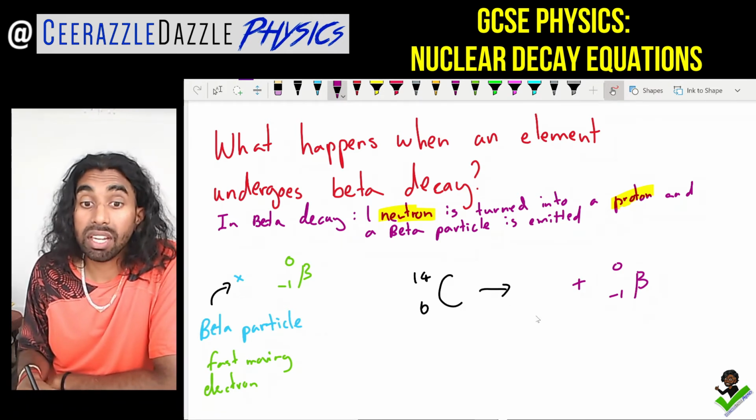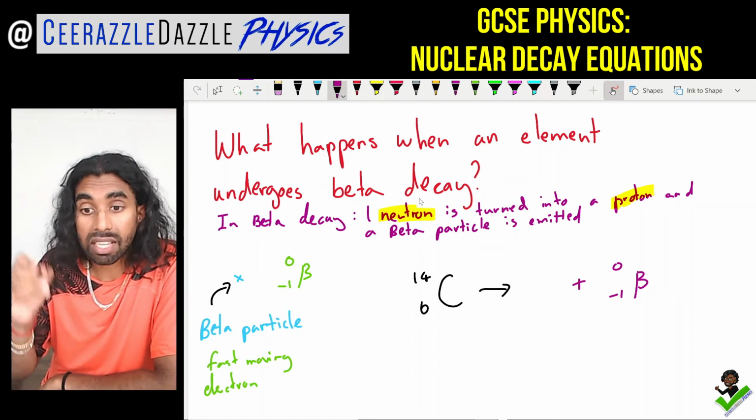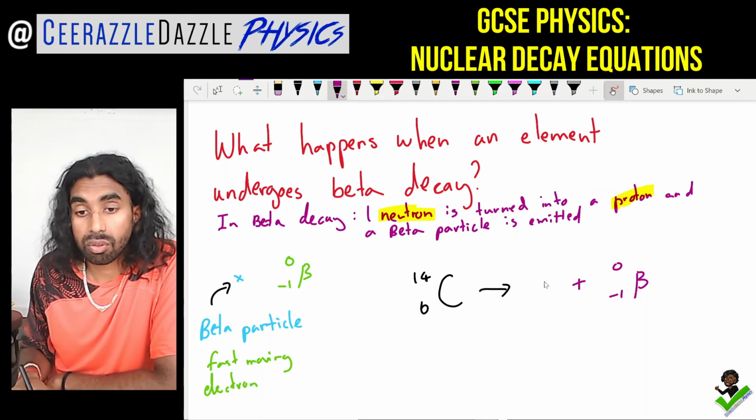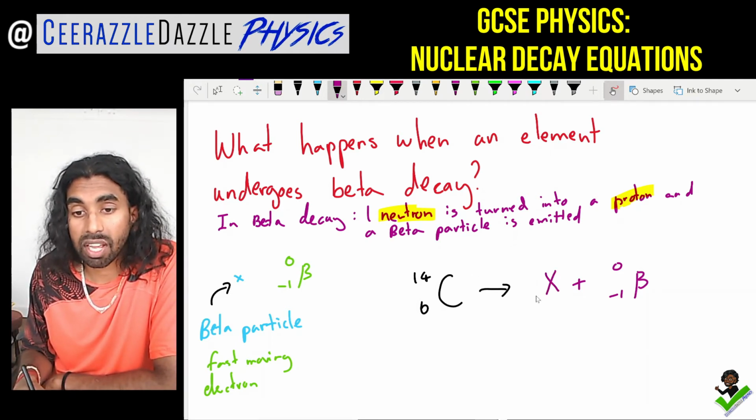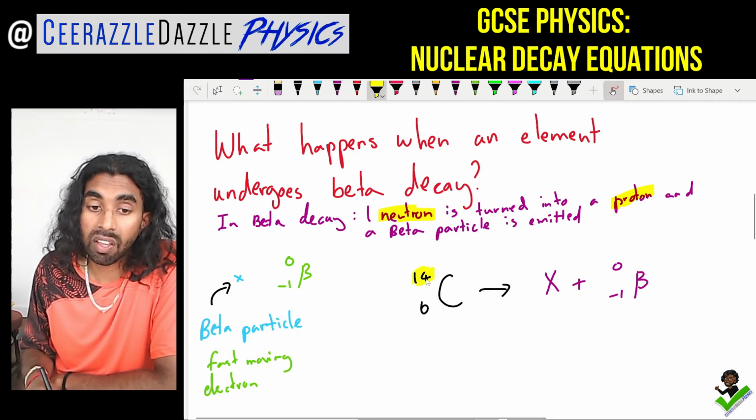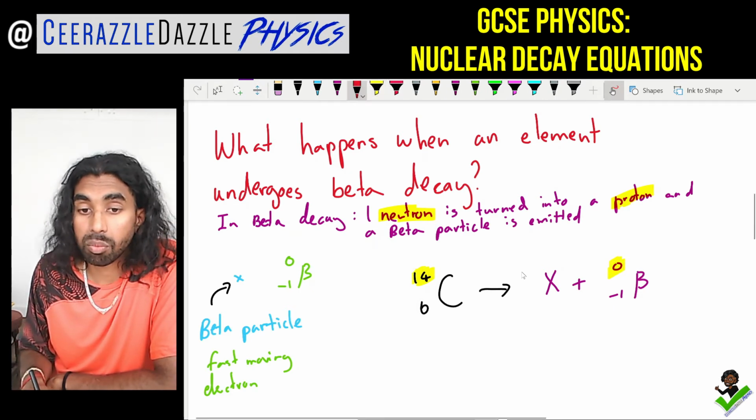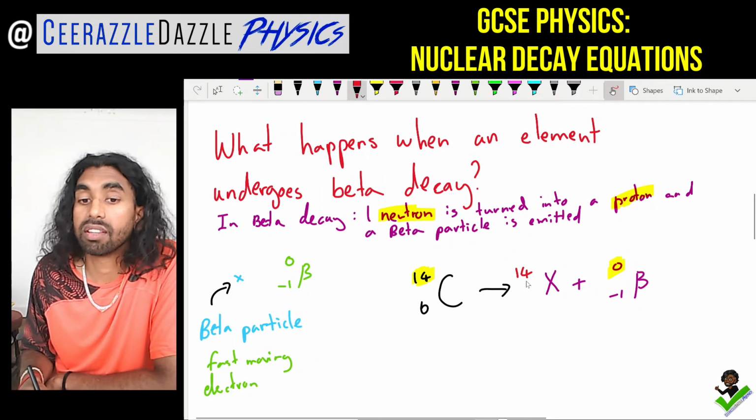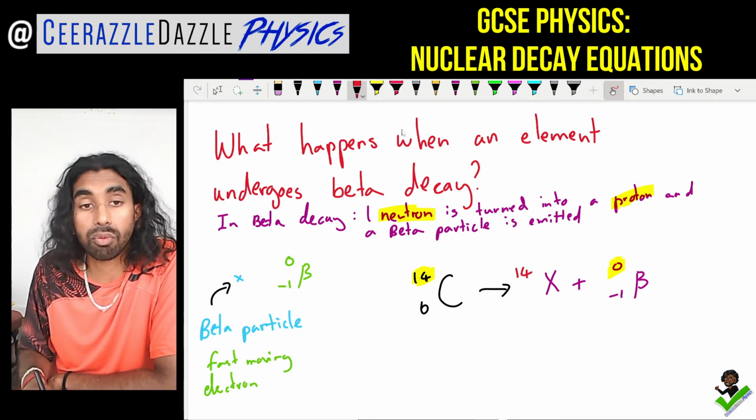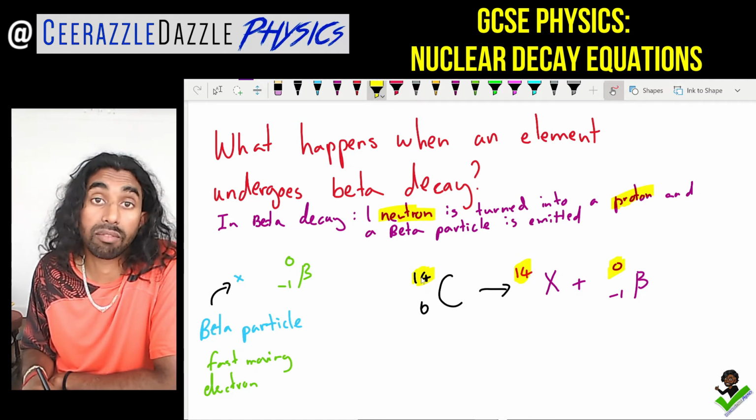So what is remaining then? What will remain? Well, look, we need to balance out for the mass number. They need to balance out. So this element over here, we'll just call it x for now. Look at the top number. I've got 14 over here, and I've got 0 over here. So what happens is this number will be 14. There we go. That number stays as 14 because 14 on the right hand side plus the 0 equals 14 on the left hand side.